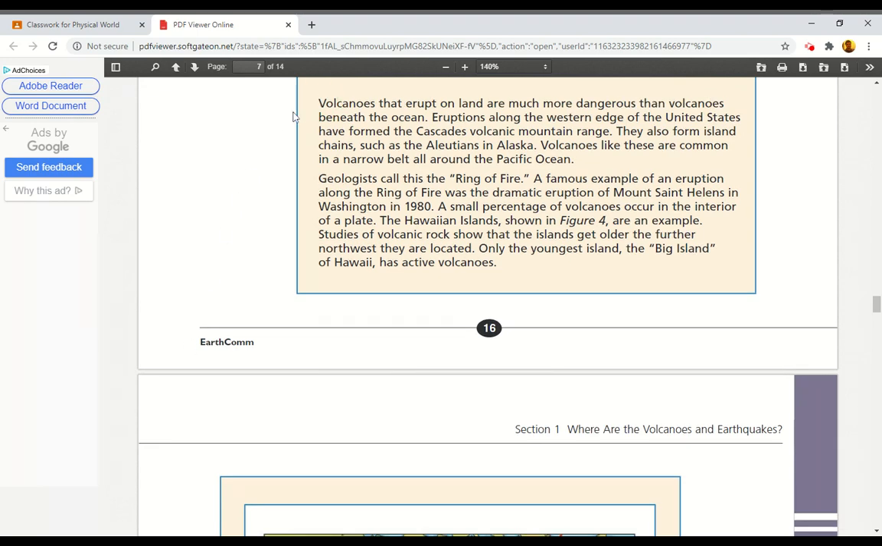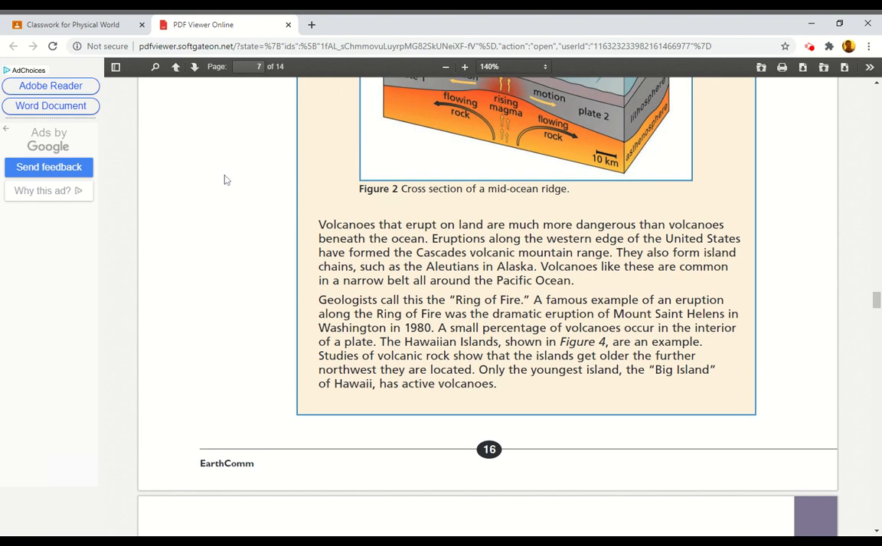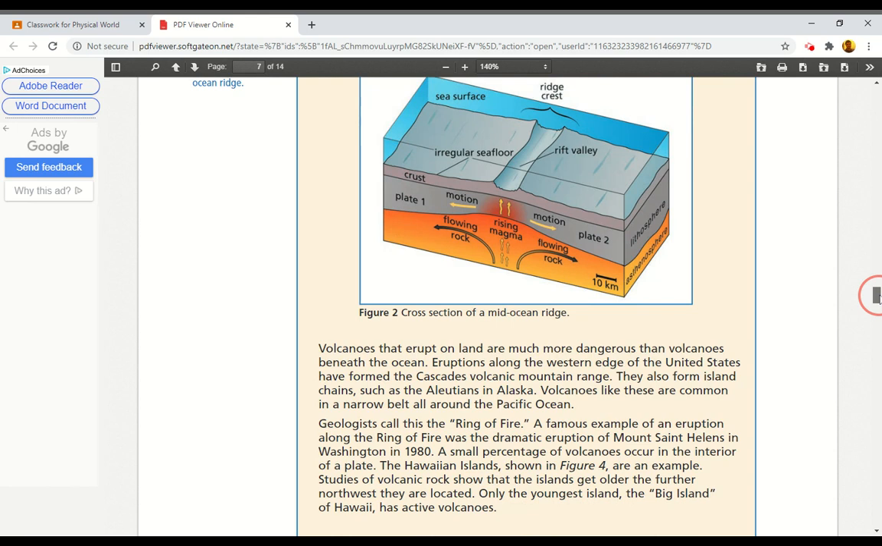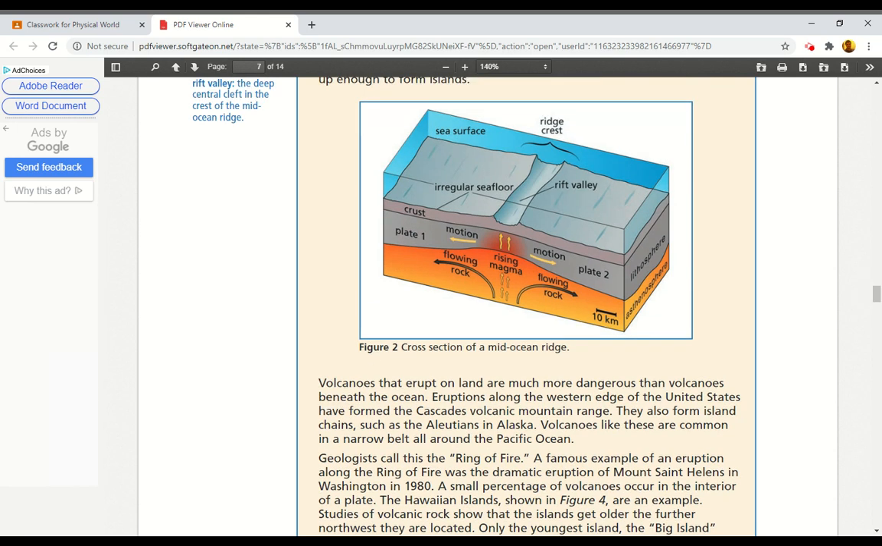Let me scroll up a little bit so that as I read this, you can still see the diagram. Okay, here we go. Figure 2, cross-section of a mid-ocean ridge.